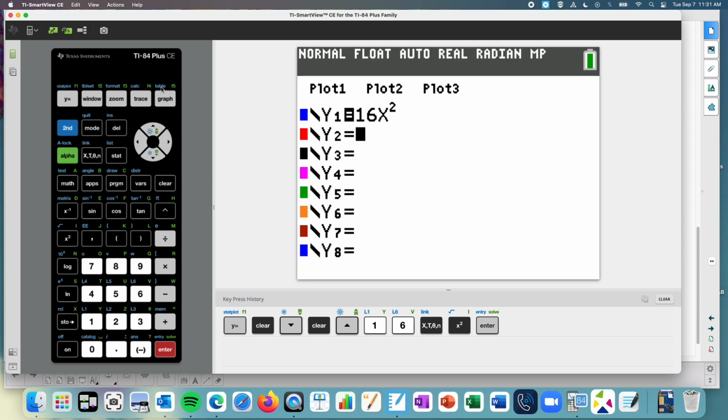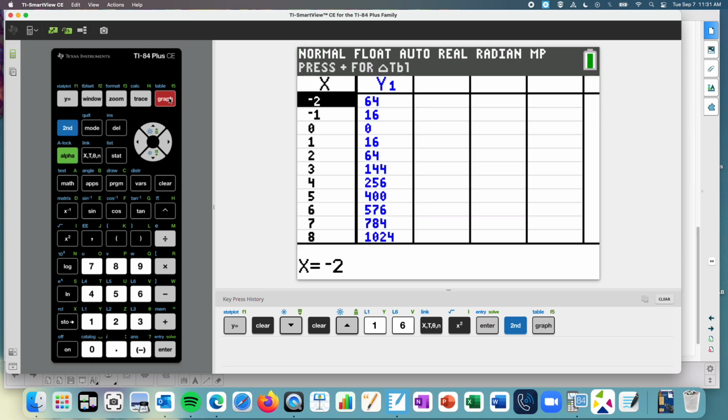Now, above graph, it says table. Because table's in blue, and whatever color your calculator is, I'm gonna hit the blue button because I wanna use the blue feature. Now, the problem here is it gives me a table for 16x squared, but with just normal numbers, like it automatically generated, which is helpful, but not for the numbers we want. So we need to tell the calculator which numbers to use.